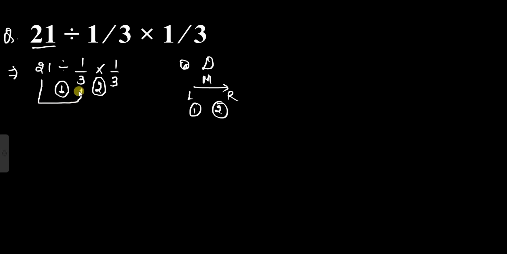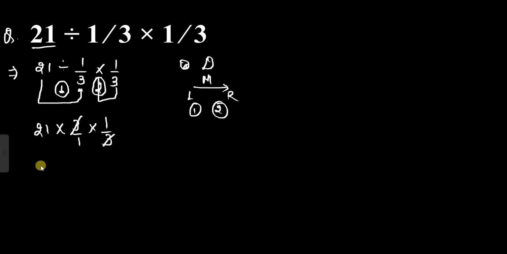Now, when we have a format like this, we change the division to multiplication. So, 21 multiply, and here it's 1/3, so we'll take the inverse. We'll change the division to multiplication, and whatever number is here, we'll take its inverse. So it becomes 3 by 1. Multiply by 1/3, same thing, multiply by 1/3.